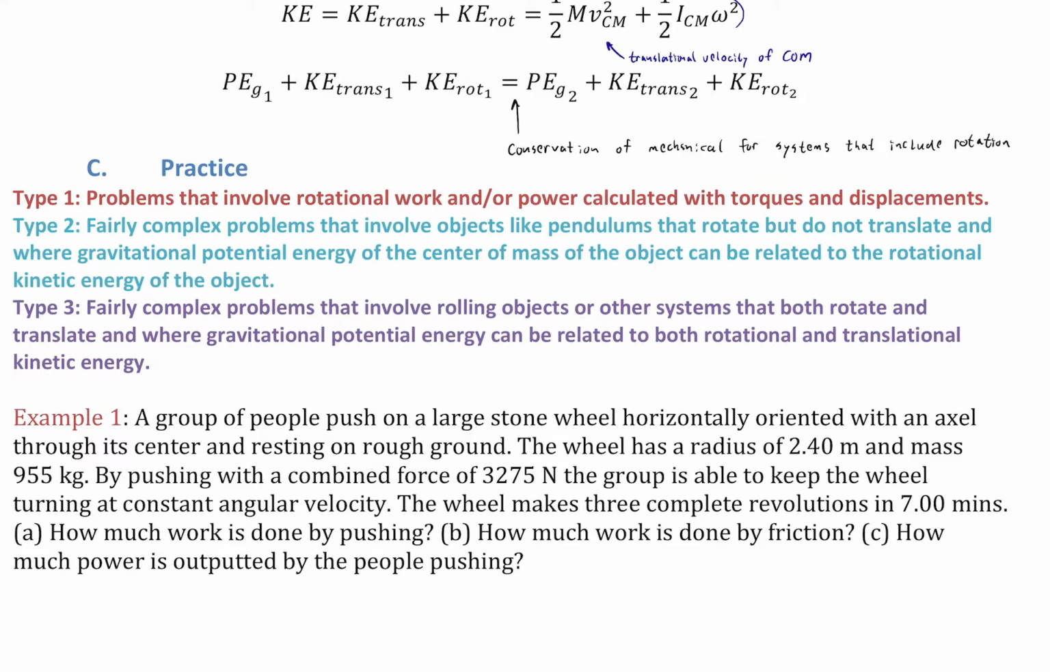And then type 3: fairly complex problems that involve rolling objects and/or other systems that both rotate and translate, and where gravitational potential energy can be related to both rotational and translational kinetic energies. I actually didn't include another example, say, of a pulley and two blocks, just to save on space. We already saw how to do that with tensions and accelerations, and it's up to you to realize that you can also do it with energy. Instead, I focused on systems where it was more obvious to use energy as the better approach. Again, I don't want to do too many examples, so I'll stick to the most important ones.